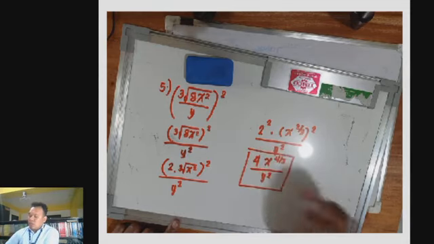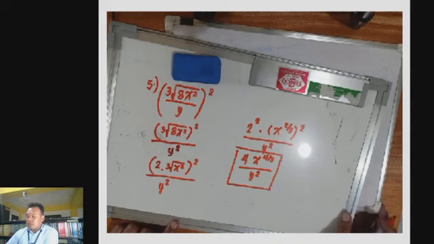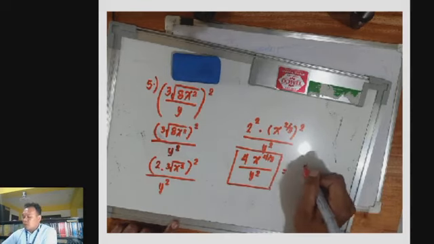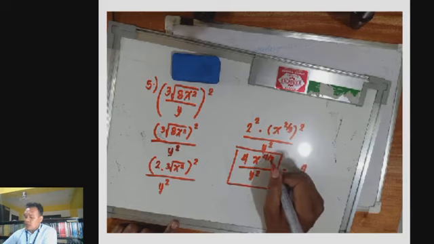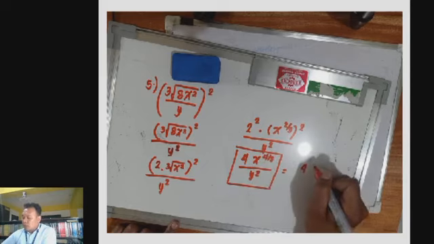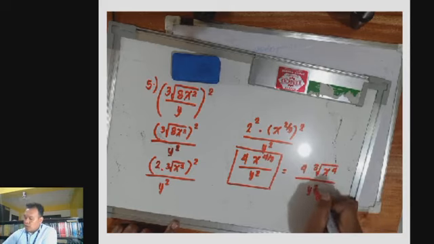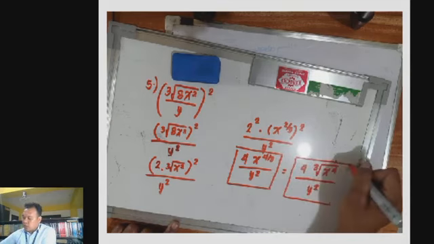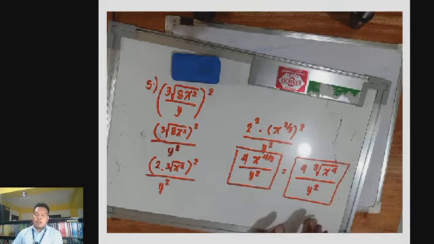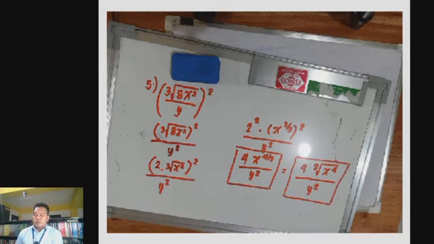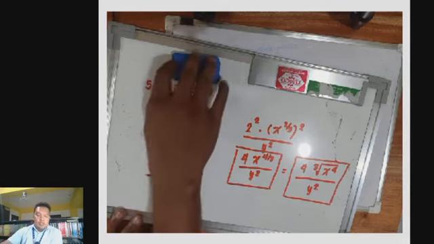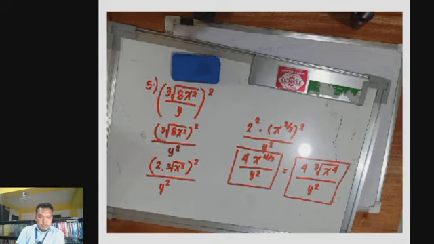Pero kung nire-required na naka-radical pa rin yung sagot, pwede natin isulat yan as 4. Then, since yung 3 yung base, magiging cube root of x raised to 4 all over y squared. So, pwede rin po ito na sagot. Kung saan kayo convenient, pwede rin po. Basta, as long as alam niyo yung properties ng exponents and radicals natin. Okay. So, next tayo.